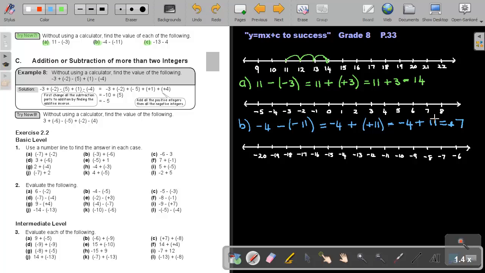Let's just test it on the number line. There is negative 4, and I will move 11 units to the right. 1, 2, 3, 4, 5, 6, 7, 8, 9, 10, 11. And my answer will be 7. Okay, be careful for the final one.